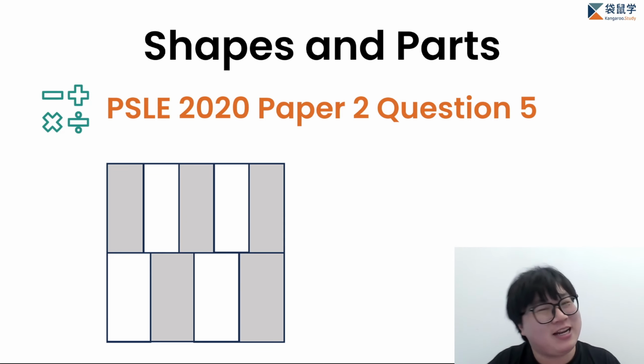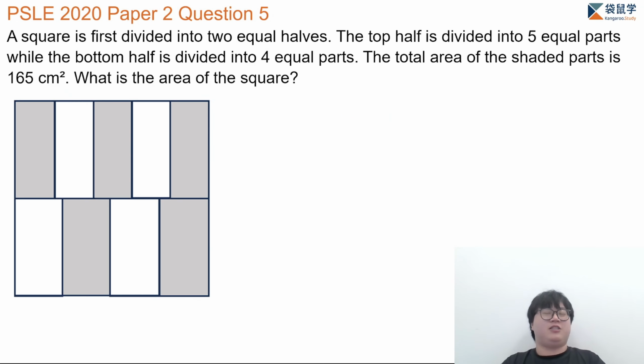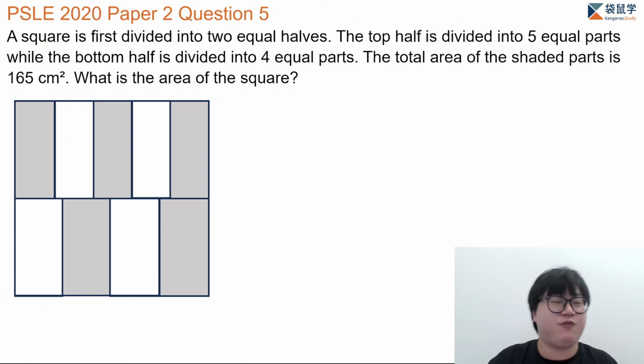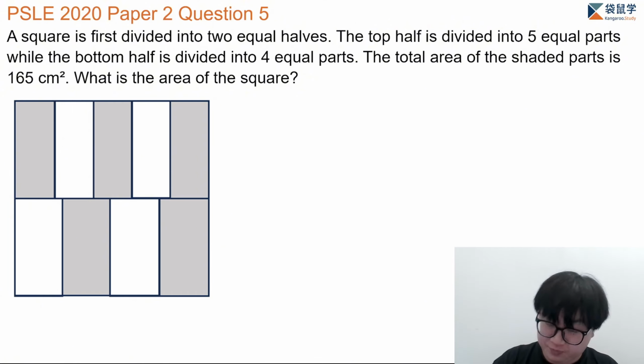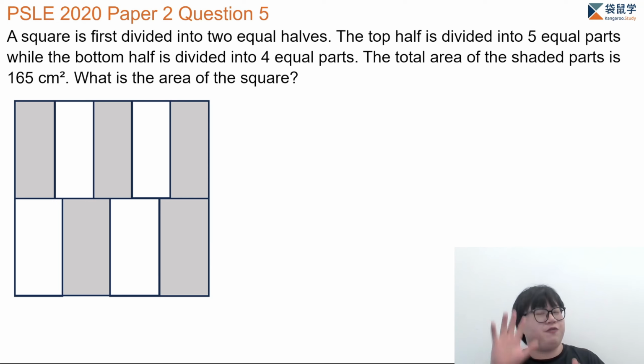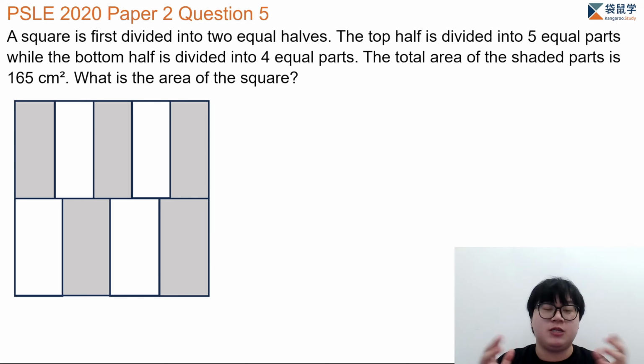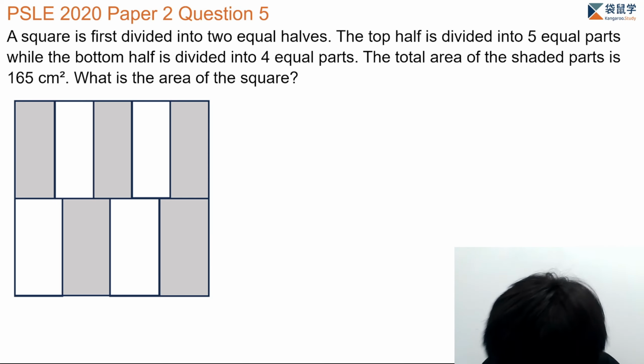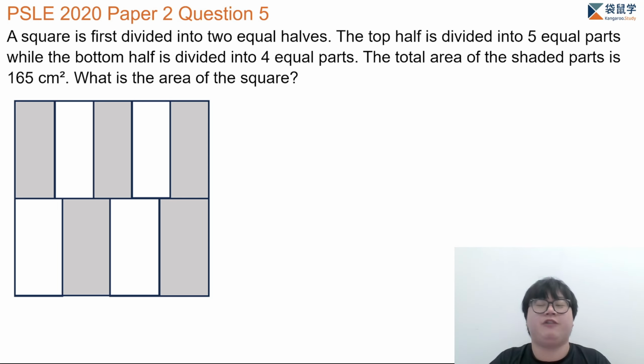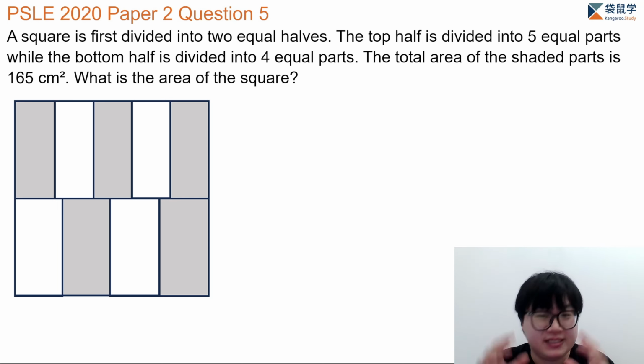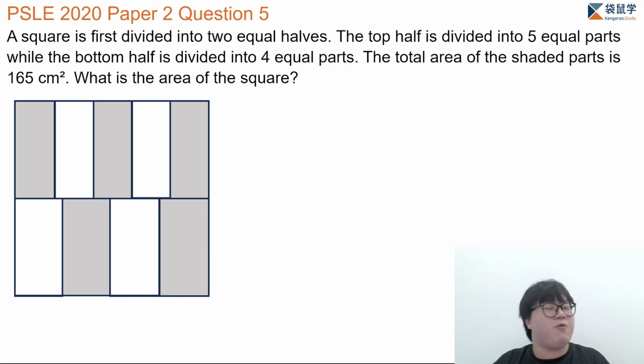And let's directly start. So for this question, it tells us a square is first divided into 2 equal halves. And the top half is divided into 5 equal parts, while the bottom half is divided into 4 equal parts. The total area of the shaded parts is 165 centimeters square. So what is the area of the square?